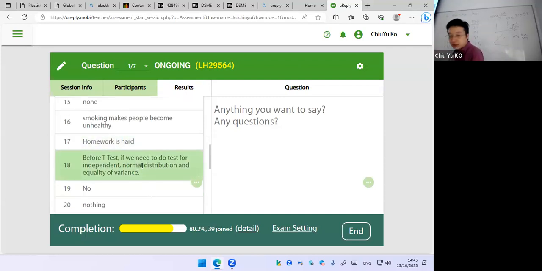Oh, someone gave us a very important note. Probably what they learned in undergrad is that when you compare the mean of two groups, you probably want to check whether they are normal and whether they have equal variance. Yeah, that's it. But in our class, we don't go into detail. We just compare by t-test and that's it.